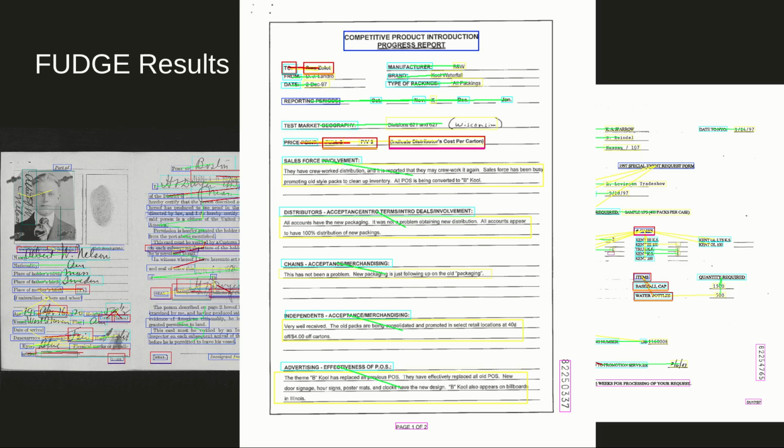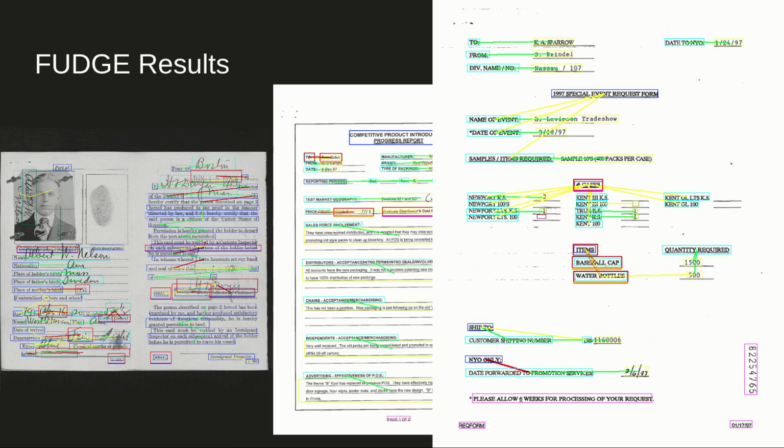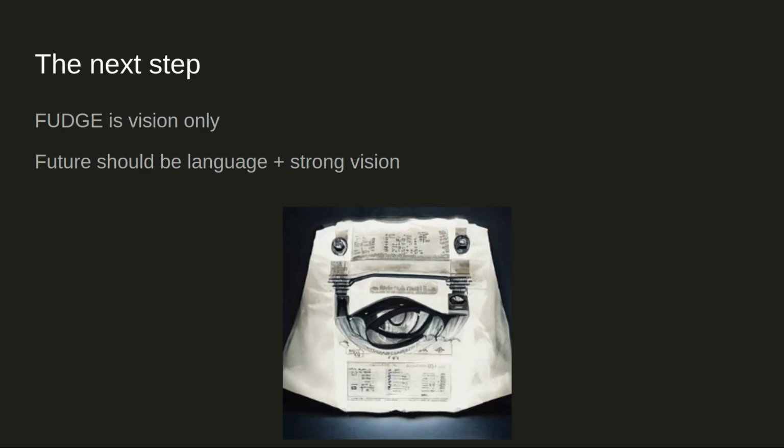So what is needed next? FUDGE has been an investigation into how far we can go without language, and we're happy with the results, but we don't think this is the final solution. Strong language information is obviously a valuable asset, and we hope to see future works in this area marry the concepts of strong language modeling with stronger computer vision.